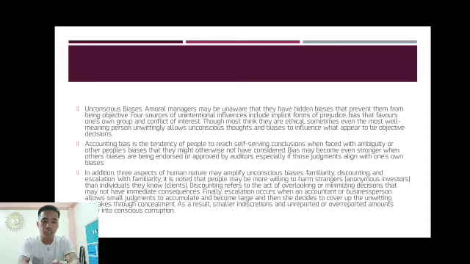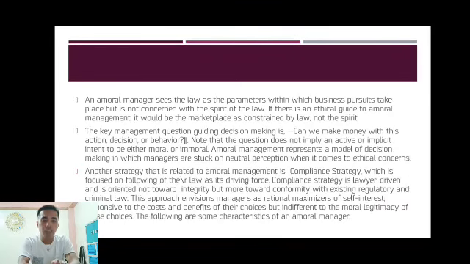An amoral manager sees the laws as the parameters within which business pursuits take place but is not concerned with the spirit of the law. If there is an ethical guide to amoral management, it would be the marketplace as constrained by law, not the spirit. The key management question guiding decision making is: can we make money with this action, decision, or behavior? Note that the question does not imply an active or implicit intent to be either moral or immoral.